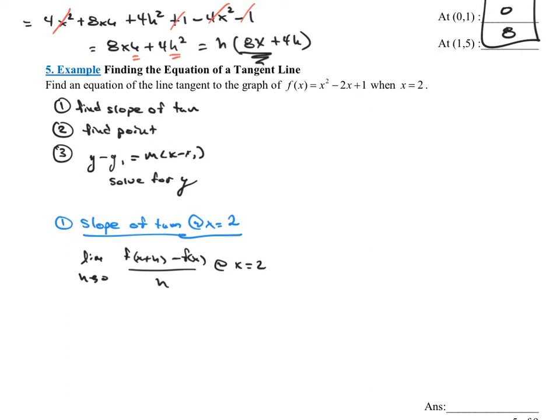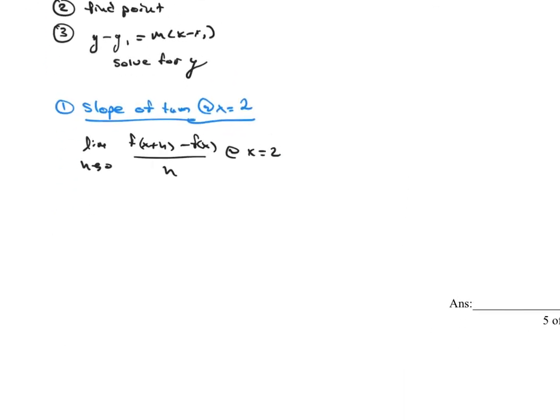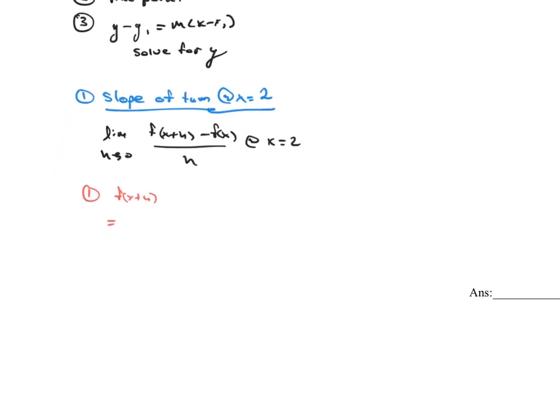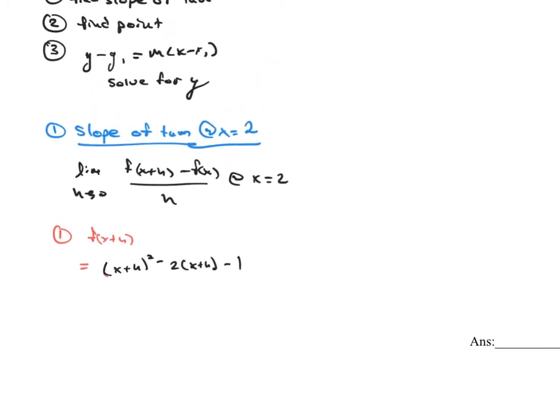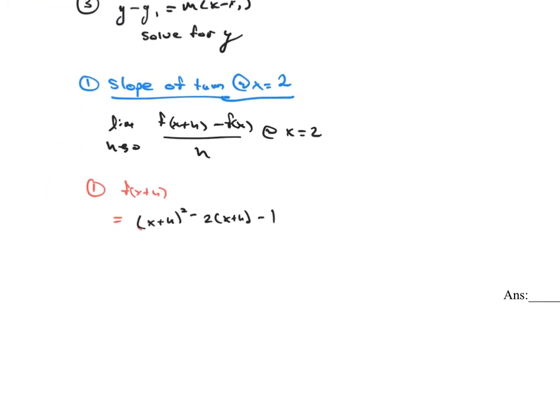Okay, how are we going to do this? Well, let's do it in our simple steps that we learned in the last part. Let's find out f of x plus h. We'll go back to your original function. Your original function is x squared minus 2x plus 1. So f of x plus h would be (x plus h) squared minus 2 times (x plus h) plus 1. That's everywhere we see an x in the original function, we plugged in x plus h.